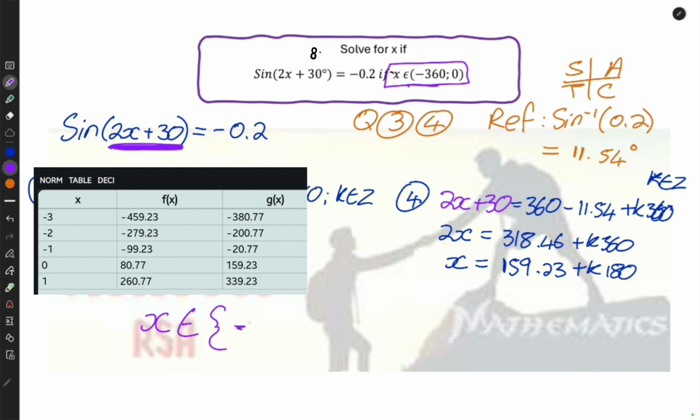The answers would be minus 279.23, minus 200.77, and then minus 99.23, and then minus 20.77. Perfect. That is then the answer to the general solution and the specific solution.